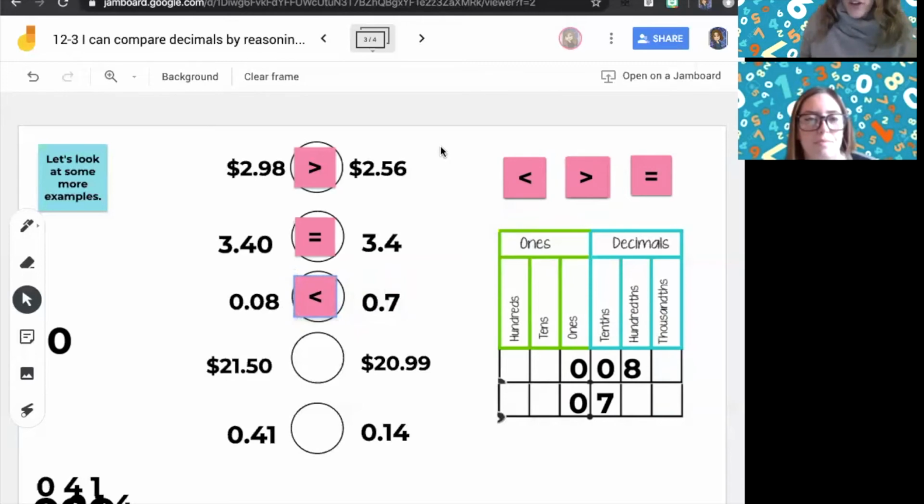I'm wondering if our students can try the next two on their own. I think so.